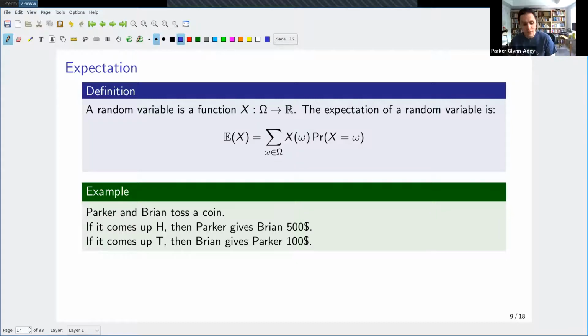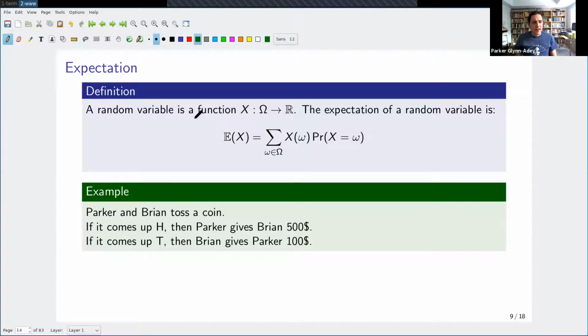Let's see an example for the folks who haven't seen expected value before. Let's say Parker and Brian are going to toss a coin. If it comes up heads, I have to give Brian $500. If it comes up tails, Brian has to give me $100. It's not a great game, but it's a game. Brian wants to play, right? Why do you want to play this game? Yeah, Brian has a totally huge advantage, right?